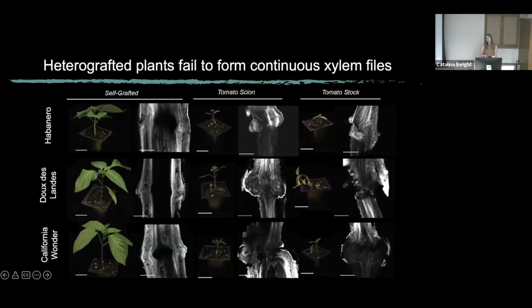So we see this with all of our tomato pepper graft combinations, very likely to see callus over-proliferation and even adventitious roots, which is a symptom of graft incompatibility. So the scion is just like looking for water, so they throw out roots.